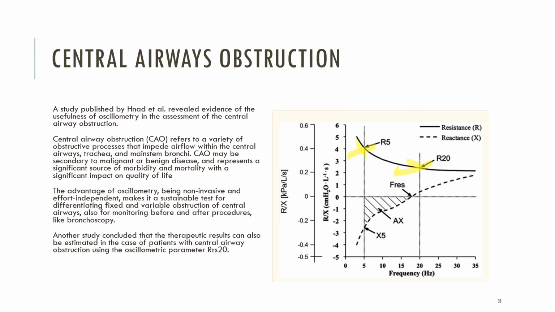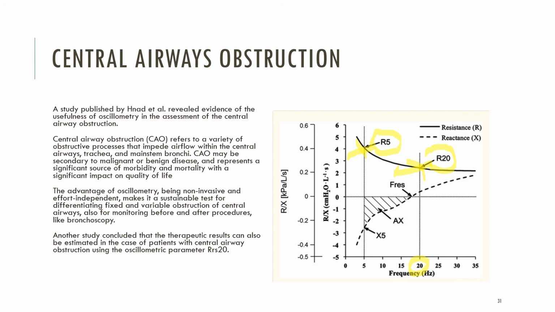But the real beauty of this particular test, remember, R5 is small airway, whereas R20 is central airway. So if you start seeing marked drops and marked changes in the R20 value, which comes in around 20 hertz, because remember, the higher the hertz, the more it impacts the larger airways, and central airways are large airways. This test can be really relevant for patients who suffer from this, because you can get a full diagnosis of what's going on with them.